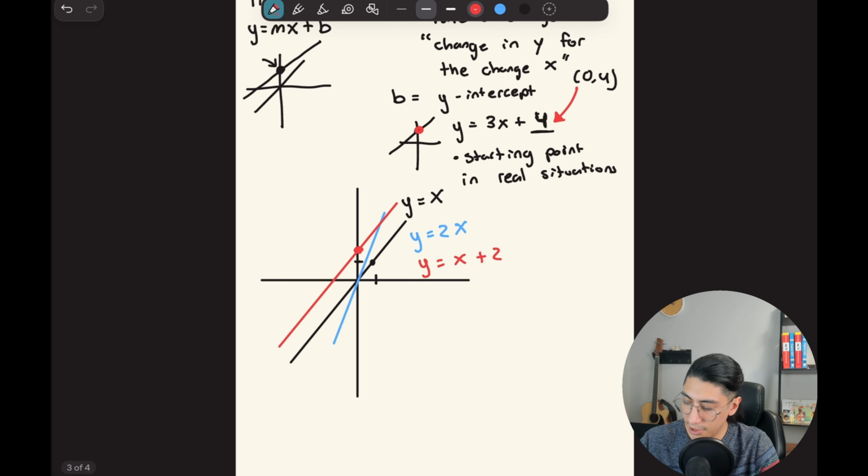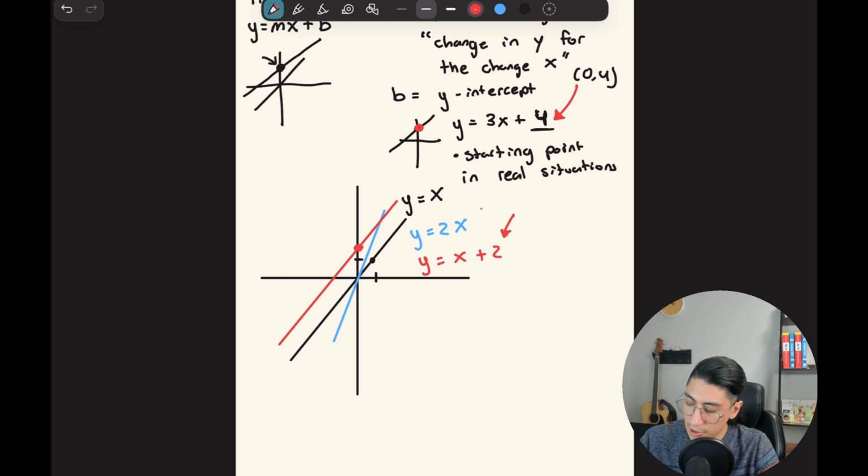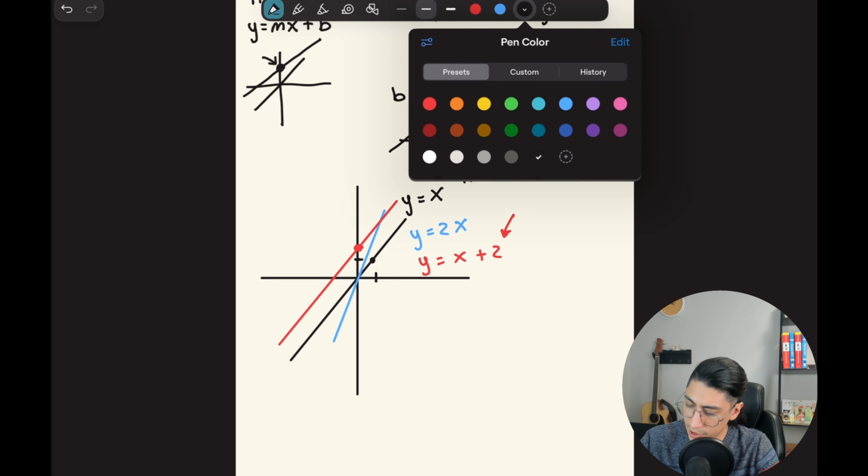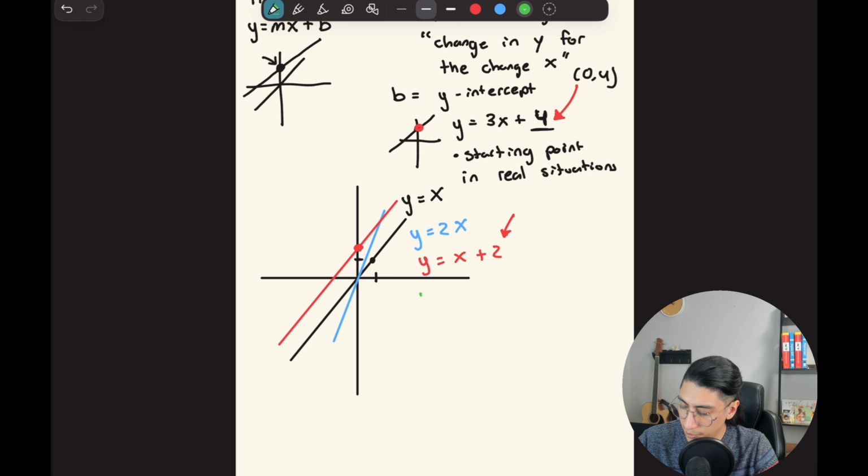I like to think of this as almost like the vertical shift. This shifts it up and it shifts it down. So if I did y equals x minus 2, it would go down 2 from the center. Now, if I wanted to introduce a green one with a slope that's less than 1, it's going to have something like 1/2 x. Well, if it's 1/2 x, then it's actually going to become more shallow.